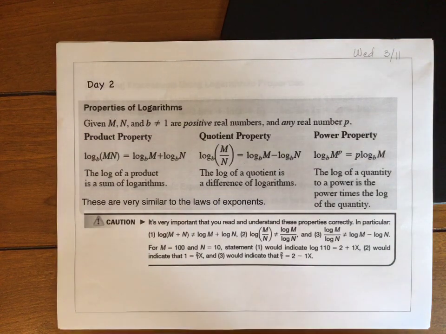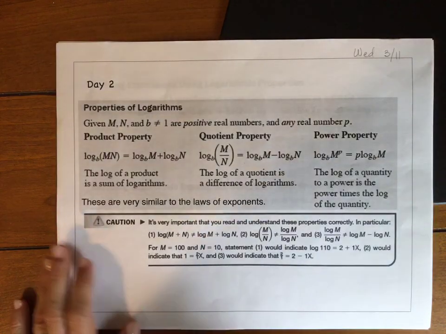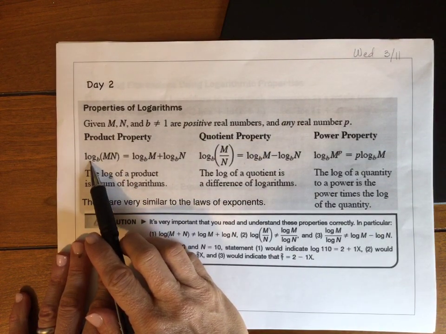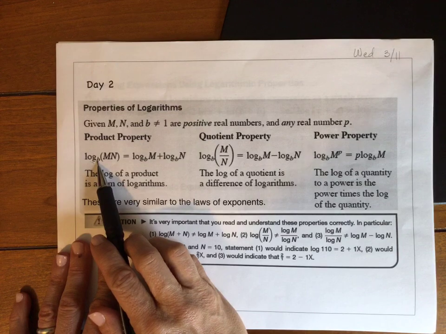Today we're specifically covering three properties: the product property, the quotient property, and the power property. And they're all very similar to the exponential properties we've done before. If you are not taking notes on this, I would make sure I have a picture or a way to access this, because it'll be very helpful for your homework, so you can always pause and write this down as well.